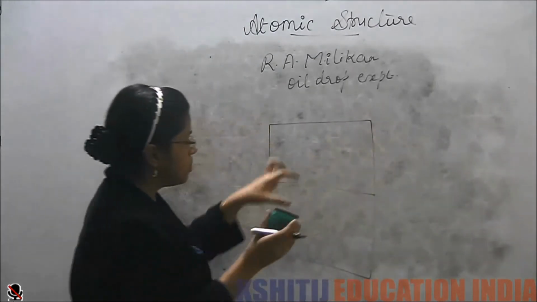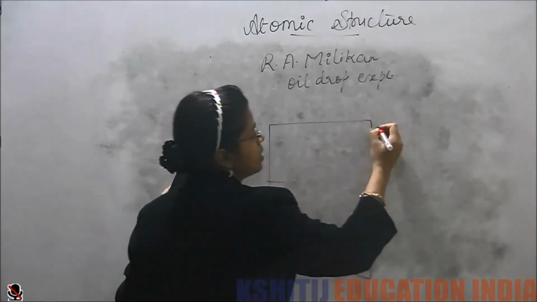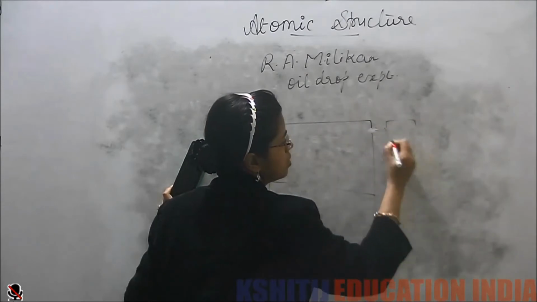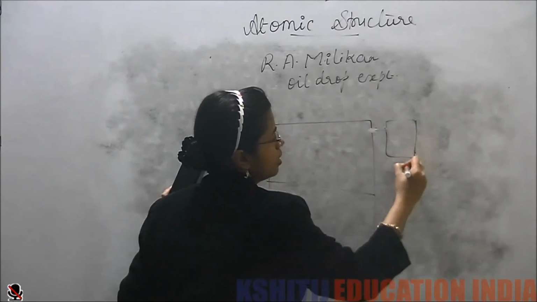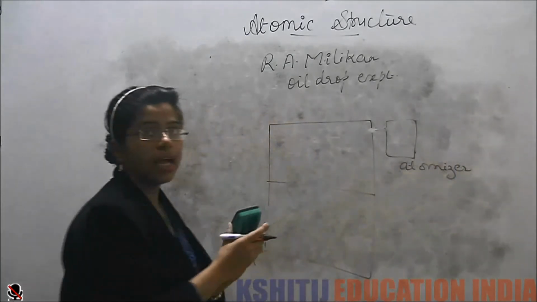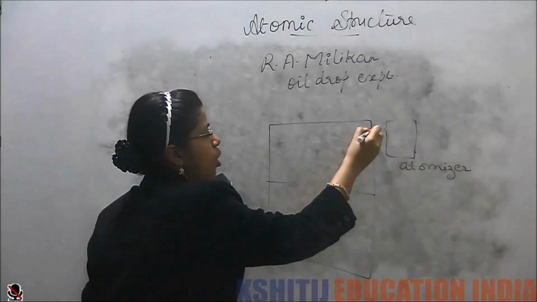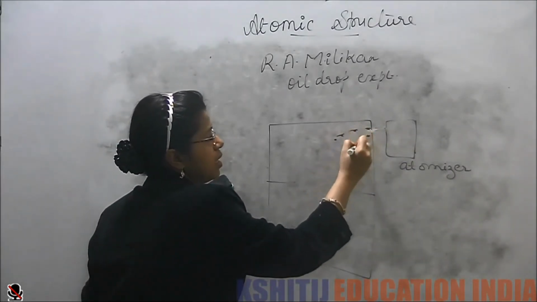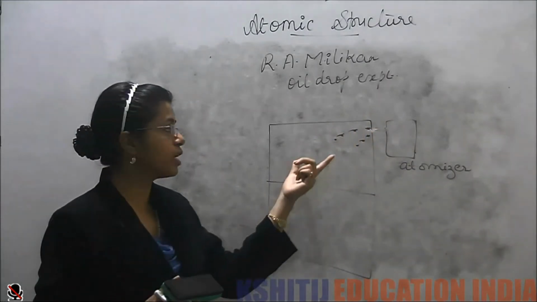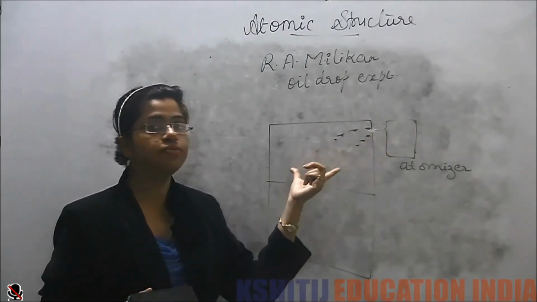Now, suppose this is the apparatus. At this end, we place an atomizer. Through this opening, the droplets enter into this viewing chamber.